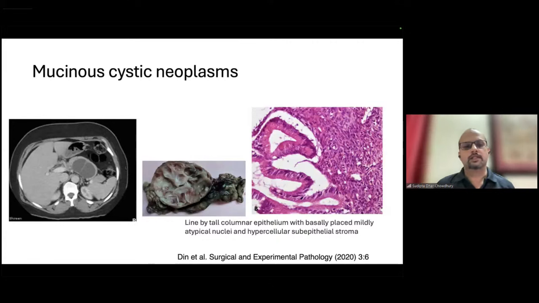Now, what about mucinous cystic neoplasms? Mucinous cystic neoplasms are more commonly encountered in clinical practice, and as you can see, they're well-defined, can be unilocular, or have septa in between. On gross specimens, they can be unilocular or sometimes even multilocular with septa in between. And they are lined by columnar epithelial cells, with mild atypia and a hypercellular subepithelial stroma.